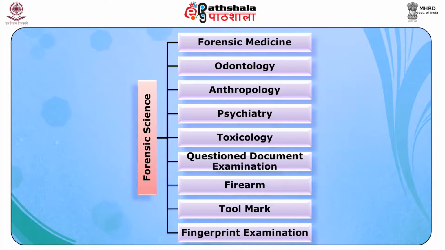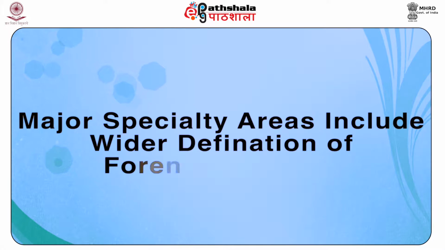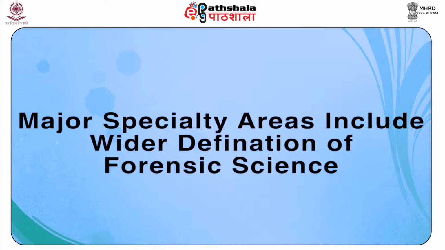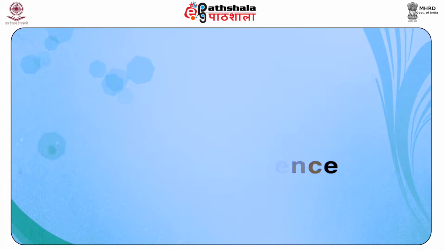The term forensic science may sometimes be used as a synonym for the term criminalistics. Both these terms cover a diverse range of activities. Forensic science, in a broader sense, includes forensic medicine, odontology, anthropology, psychiatry, toxicology, questioned document examination, firearm, tool mark, and fingerprint examinations, as well as criminalistics. A brief detail about the major specialty areas included in the wider definition of forensic science is discussed further.